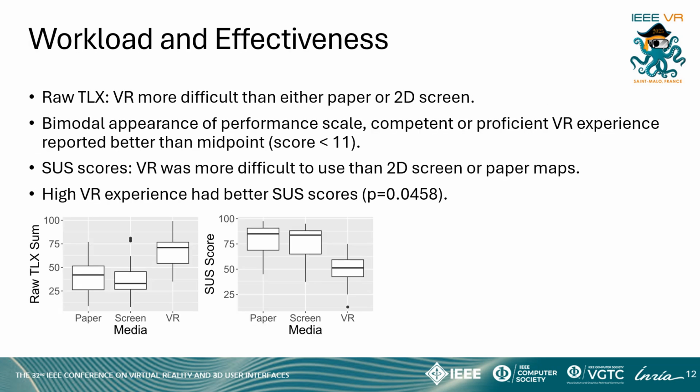The raw TLX scores show that VR was more difficult to use than either paper maps or the 2D screen. The bimodal appearance of the performance scale showed that users with competent or proficient VR experience reported better than the midpoint results. On the SUS scores, VR was more difficult to use than either 2D screen or paper maps. Participants who had high VR experience had better SUS scores.